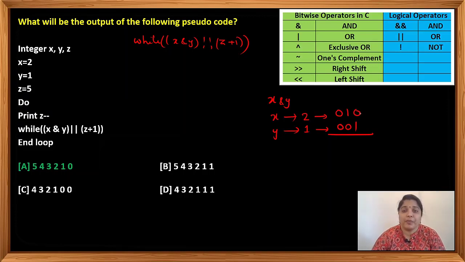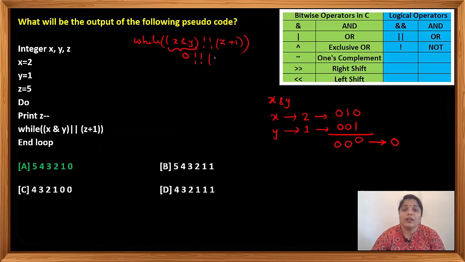So if you perform the AND operation, 0 and 1 is 0, 1 and 0 is 0, 0 and 0 is 0. Now we have to convert this back to decimal. The decimal equivalent of 0, 0, 0 is 0. So the value of this sub-expression is 0.